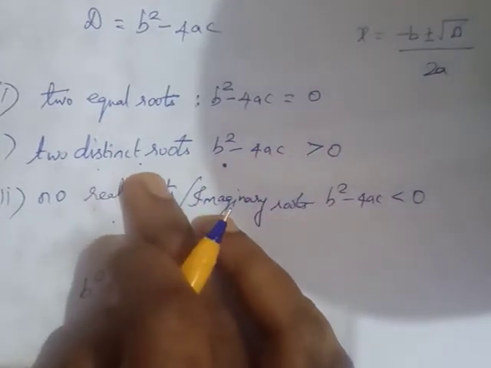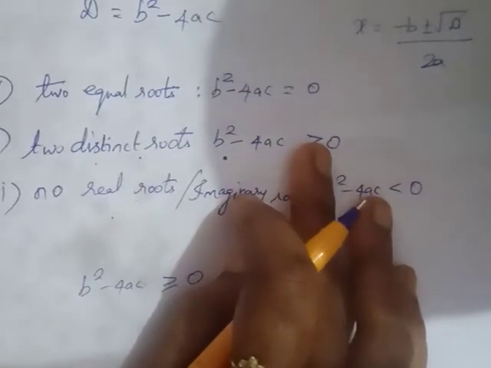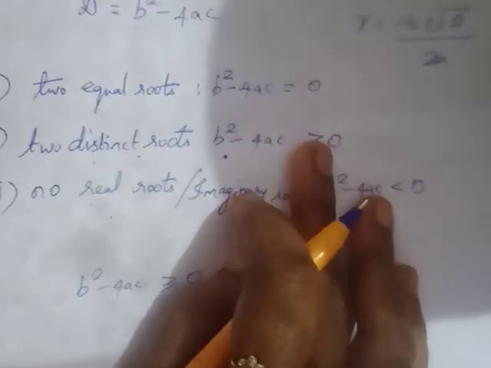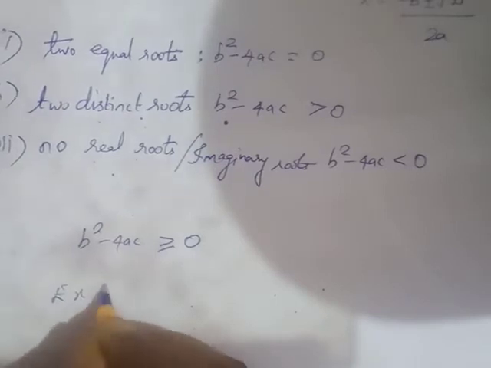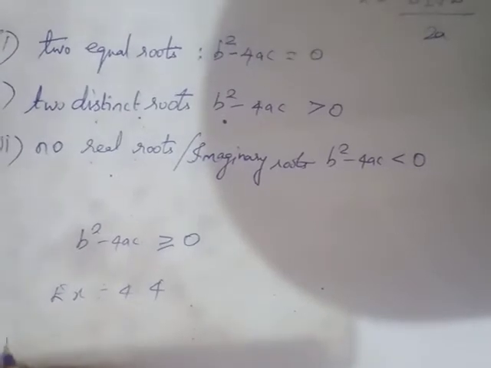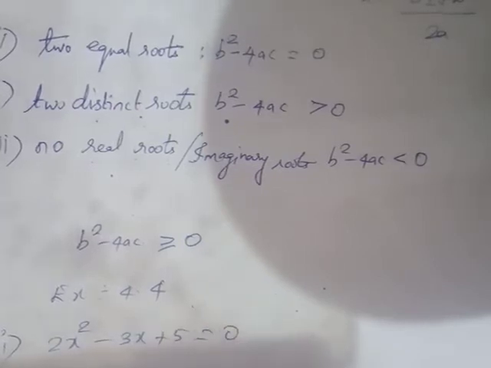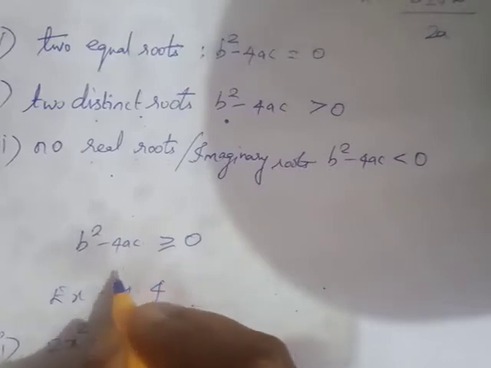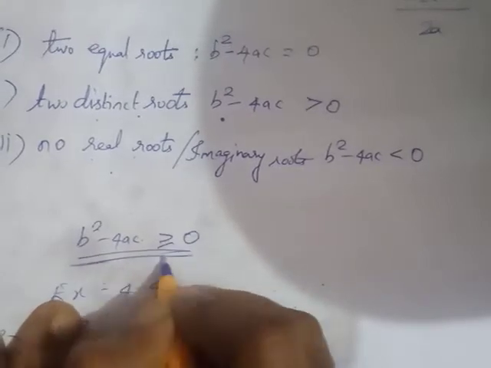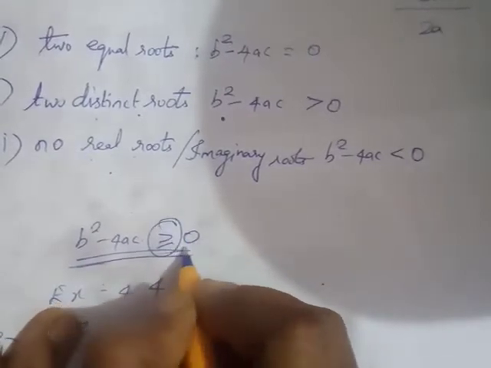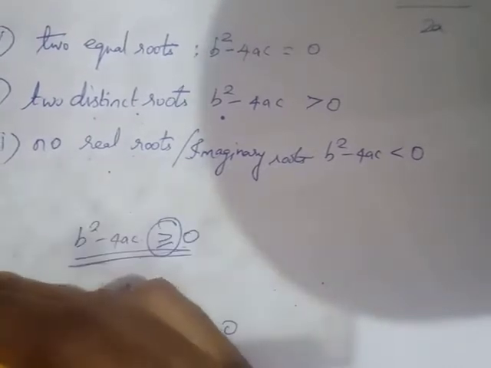Now they will give you some problems. You have to check whether the real root exists or not. So how will you check that? Let us go to that type of problem. Exercise 4.4: 2x square minus 3x plus 5 is equal to 0. When this condition is possible, you can find the roots. See, in exercise 4.3, you can find the roots if the condition is equal to 0 or greater than or equal to 0.